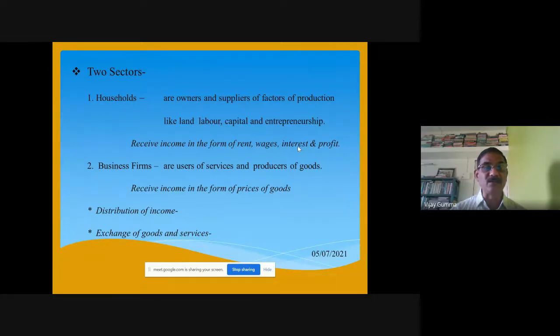Buying of goods and services by the household sector and selling of goods and services by the business firm sector determines, that is, demand for and supply of goods and services determine the price of goods and services. Exchange of goods and services takes place through the commodity market.